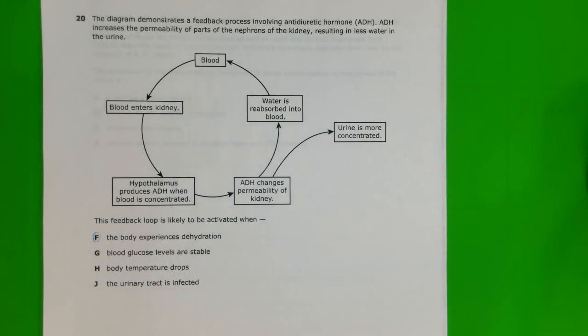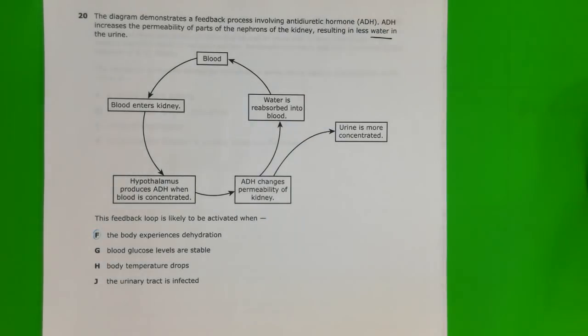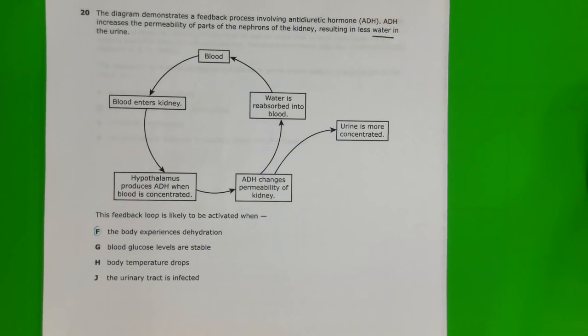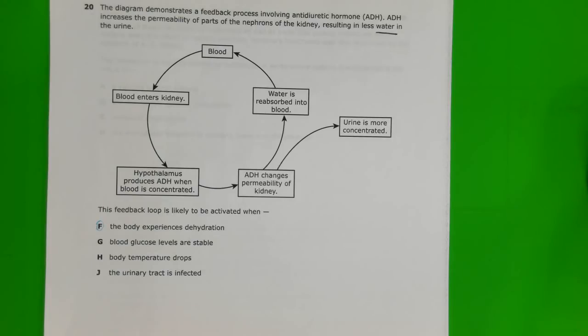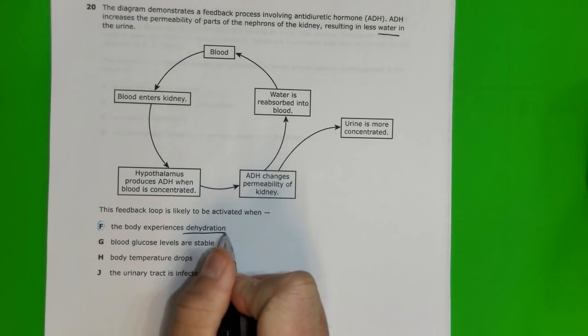Okay, so your kidneys are responsible for getting urine out of your body, getting water, regulating salt, all that good stuff. So think excretory system, lets you pee out. So it has to deal with water. Well, our answer choices, it says the feedback loop is likely to be activated when what? Well, if we lose water, if we have less water, our body is going to experience dehydration.